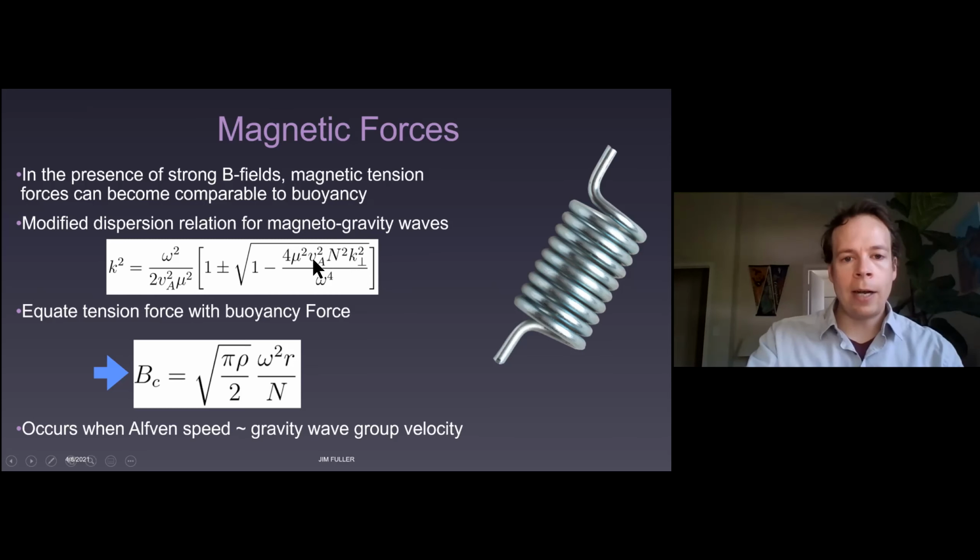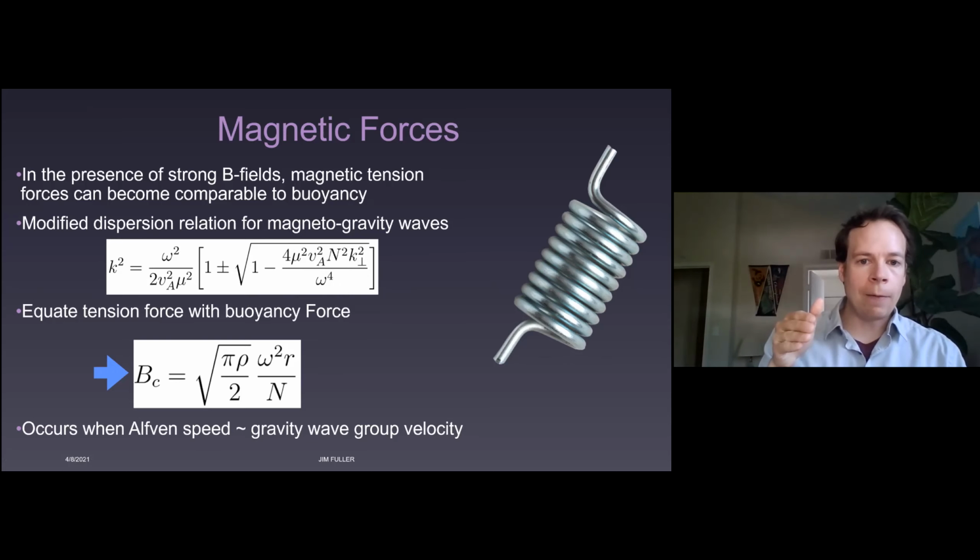So as you go to higher and higher magnetic field strengths, eventually this term becomes larger than 1. So this term under the square root becomes negative. And so that means that this wave number becomes complex. And that means that the waves become evanescent. So basically the gravity waves go in, and eventually the magnetic field becomes strong enough that the waves can't propagate anymore. Basically, there are magnetic tension forces that are too strong to allow the wave to propagate anymore.